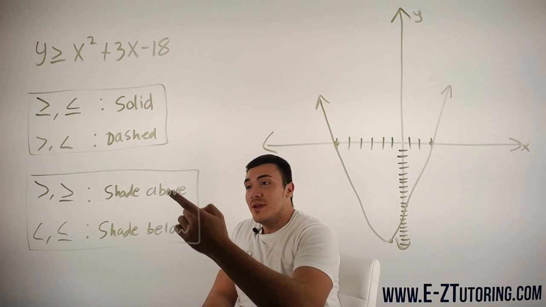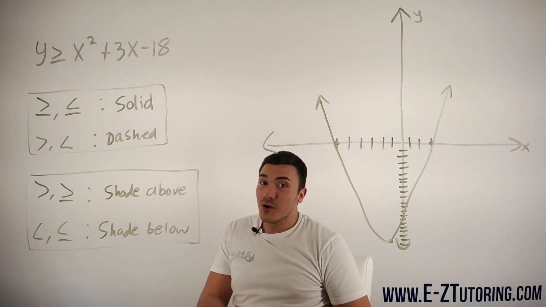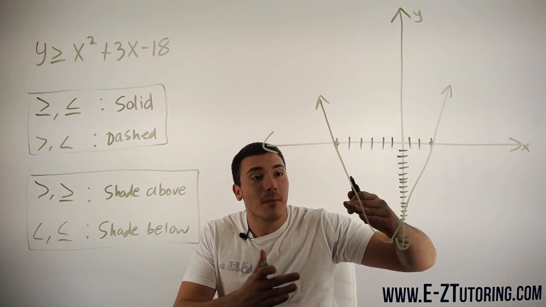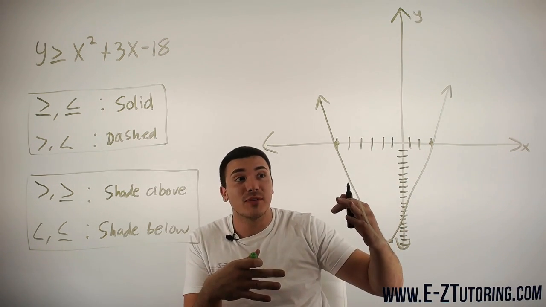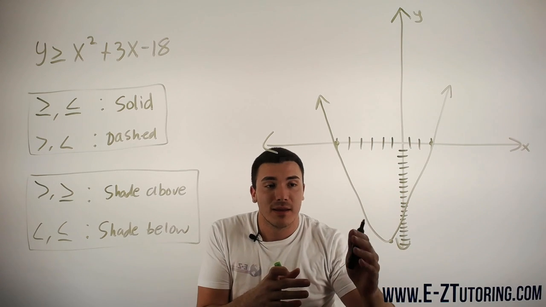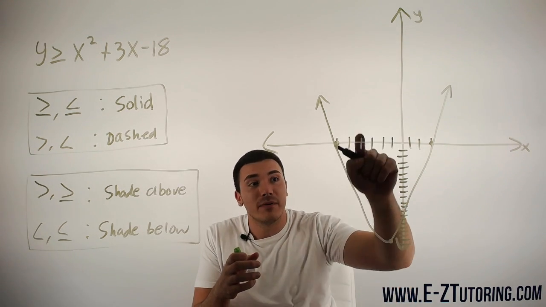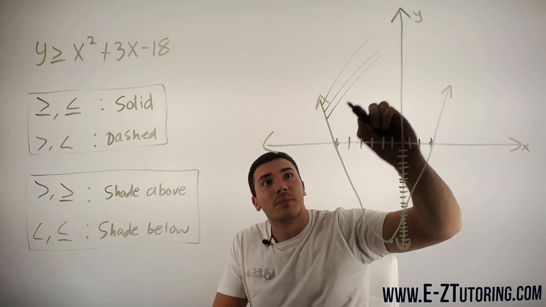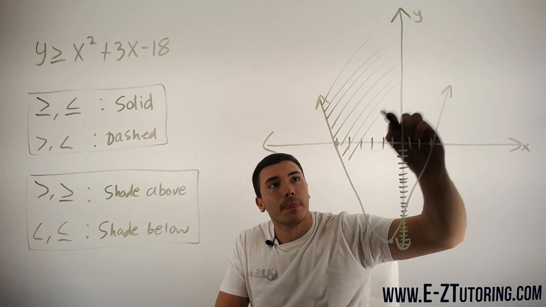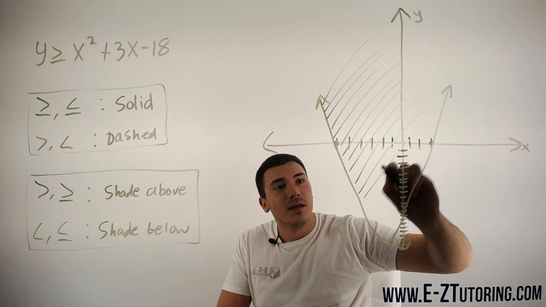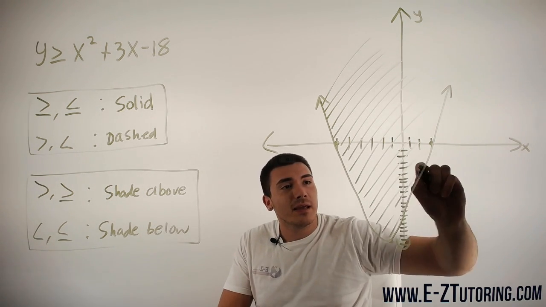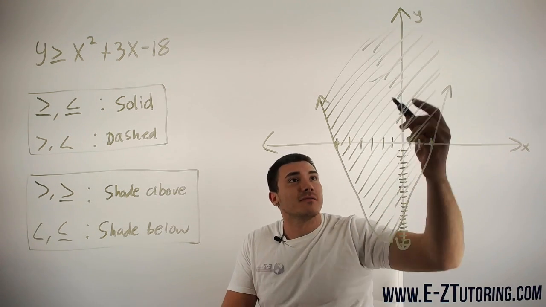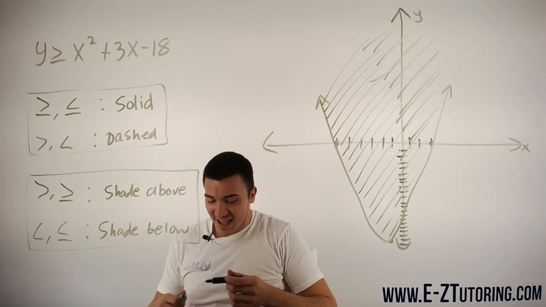So in this case, we have greater than or equal to, which means we are going to shade above. So that means that everything above, and when I say above, I'm talking about in the y direction. So you look at this line here, everything above it. In this line here, everything above it. And everything above is going to be like so. So you shade everything above this parabola until you start running out of ink on your marker. And that's how you do it.